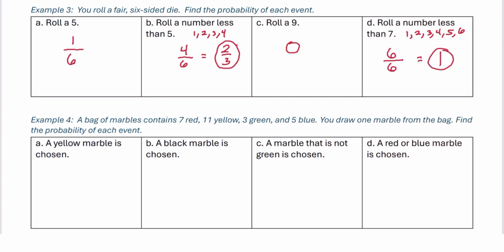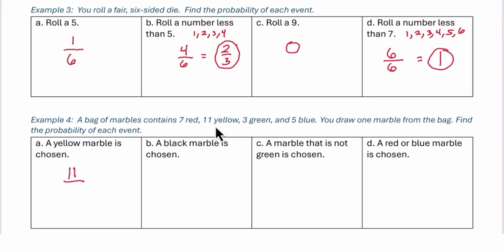In part B, we have a bag of marbles that contains 7 red, 11 yellow, 3 green, and 5 blue. You draw 1 marble from the bag. We are assuming that this is at random. Find the probability of these events. Part A, a yellow marble is chosen. Notice that there are 11 yellow marbles. So there's 11 different ways to choose a yellow marble.